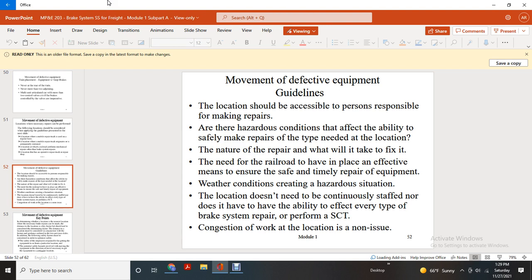Where conditions create a hazardous situation, the location does not need to be continuously staffed, nor does it have to have the ability to affect every type of brake repair. Congestion of the work location is not an issue.